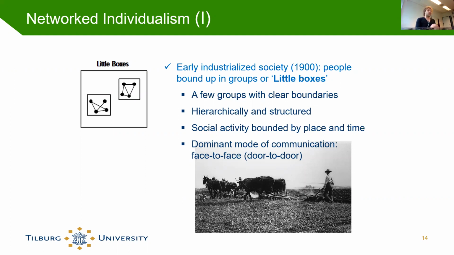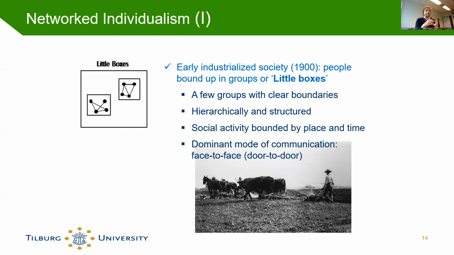Let's start. Network individualism. Barry Wellman distinguishes three eras in society in which people organize themselves in different ways, and he calls the first stage, or the first era, little boxes, which basically means that if you look at how society was organized basically before 1900 or so, people were mostly locally based. So if you look at how people lived, they lived in their own little village, and everything they did was in that little box with only relatively few people they interacted with.